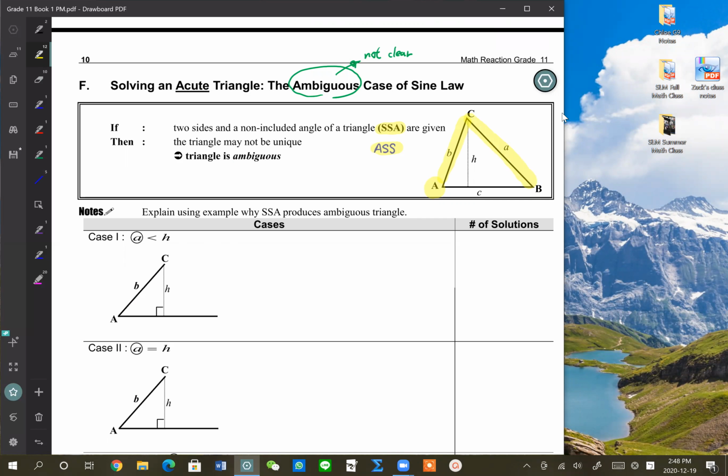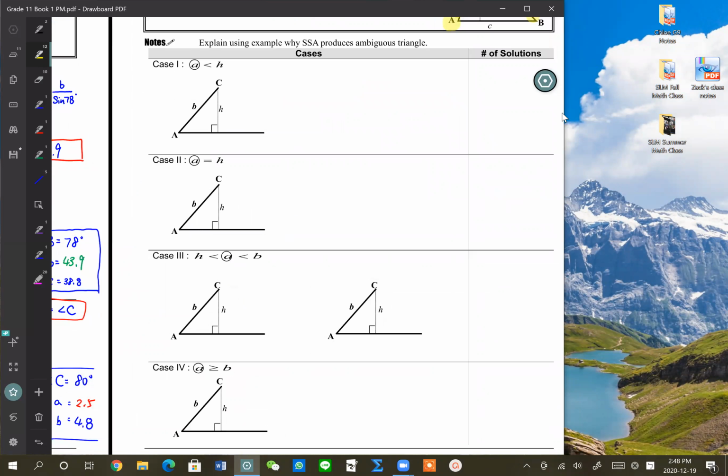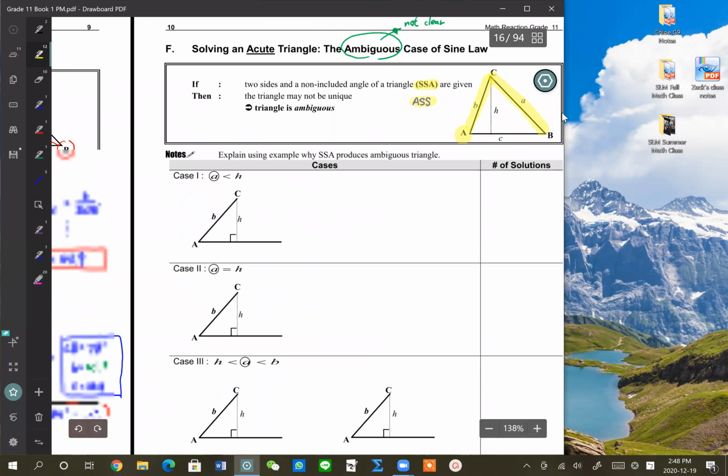Angle, side. Then it's ambiguous. Okay, there could be 4 different scenarios that could happen. That's why it's not clear. Could be the soup, could be the noodle, right? Could be burger, right? All of them are hot. So it's not clear which one you want.